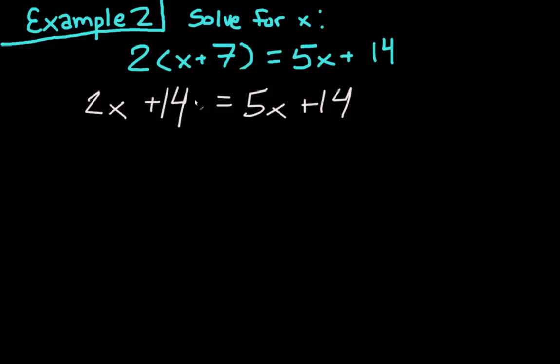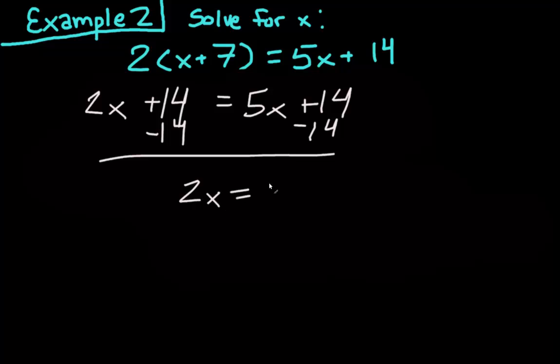Okay, so this is a little bit odd. We've got 14 on both sides. So if I went ahead and just took this 14 on the left side and subtracted it from both sides, I will have simply 2x equals 5x.